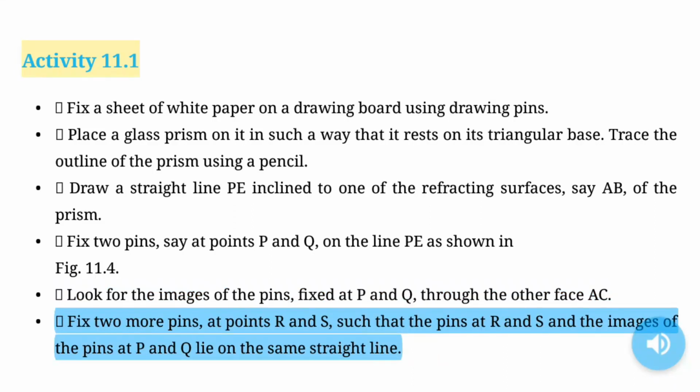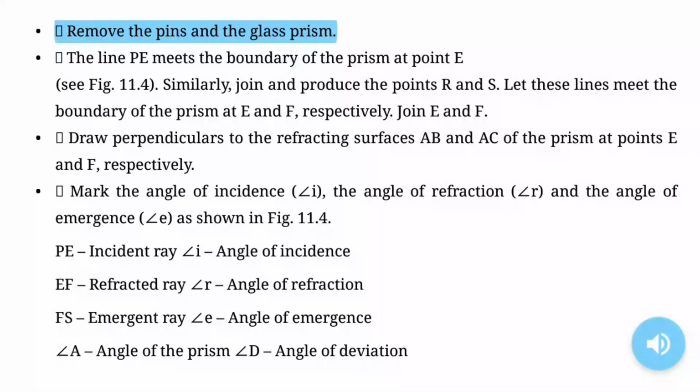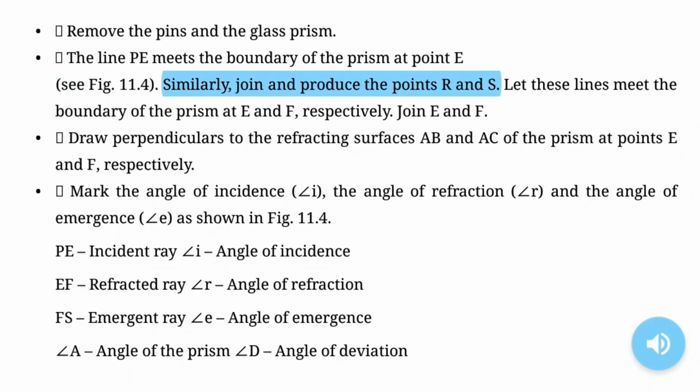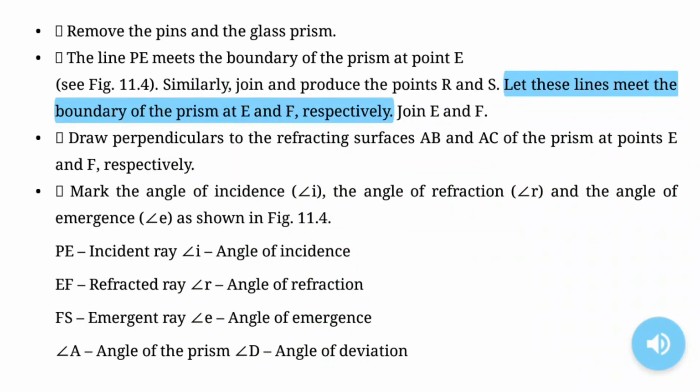Fix 2 more pins, at points R and S, such that the pins at R and S and the images of the pins at P and Q lie on the same straight line. Remove the pins and the glass prism. The line PE meets the boundary of the prism at point E. See Fig. 11.4. Similarly, join and produce the points R and S. Let these lines meet the boundary of the prism at E and F, respectively.